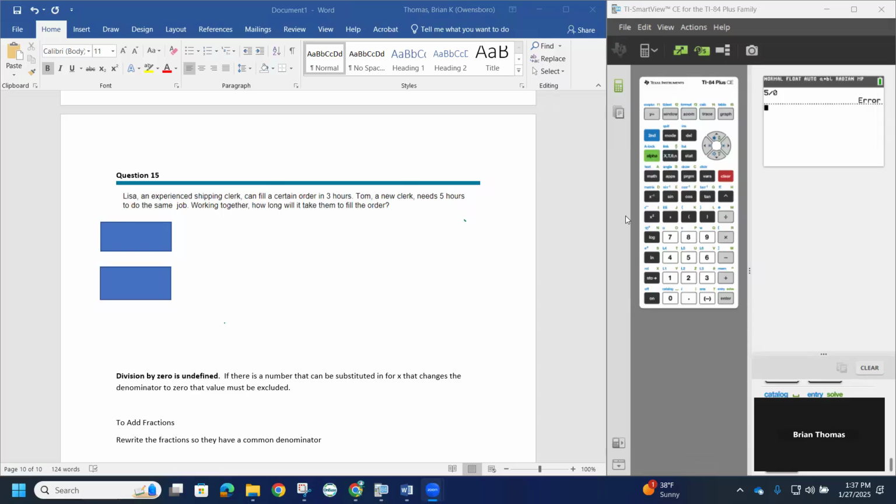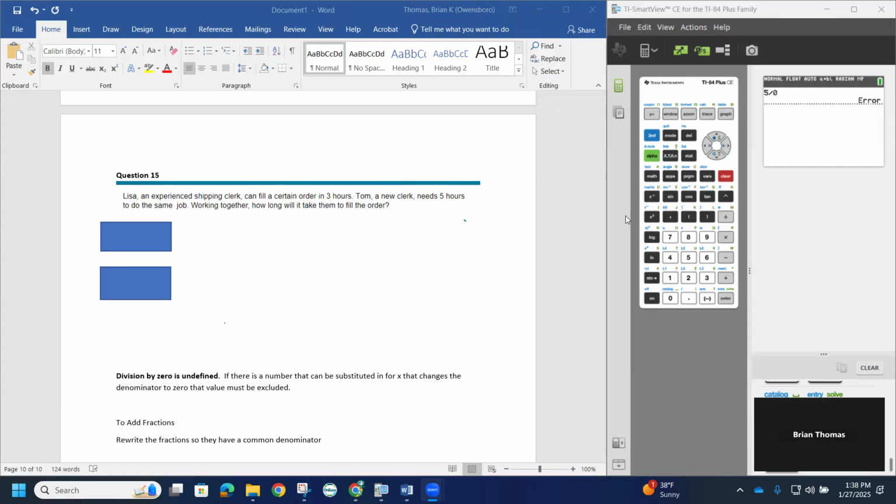So question 15, we get into an application working with rational expressions. So let's look at this example here. Lisa, she's an experienced shipping clerk, can fill a certain order in 3 hours. Tom, a new clerk, needs 5 hours to do the same job. Working together, how long will it take them to fill the order?